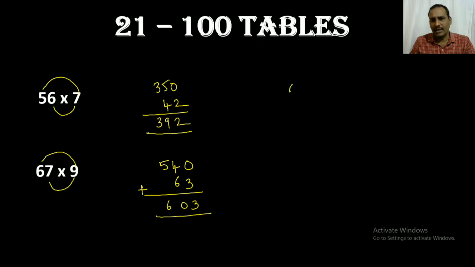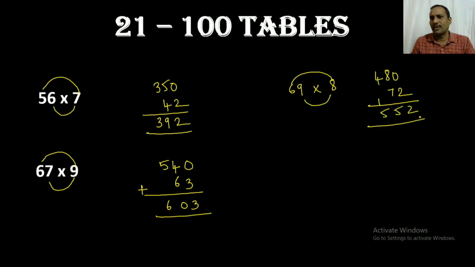You can take one more example here. For example, 69 into 8. So 8 sixes are 48, that is 480. 9 eights are 72. 8 plus 7, 5. 4 plus 1, 5. 552. So within fractions of seconds you can multiply anything.